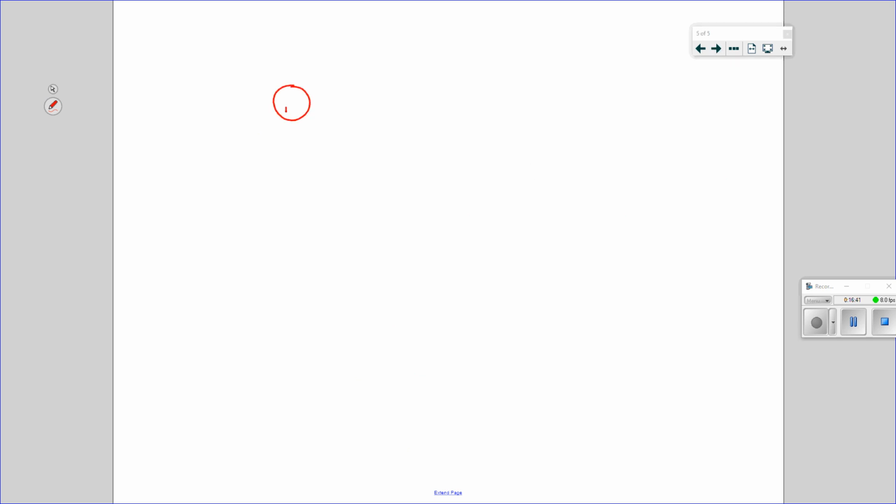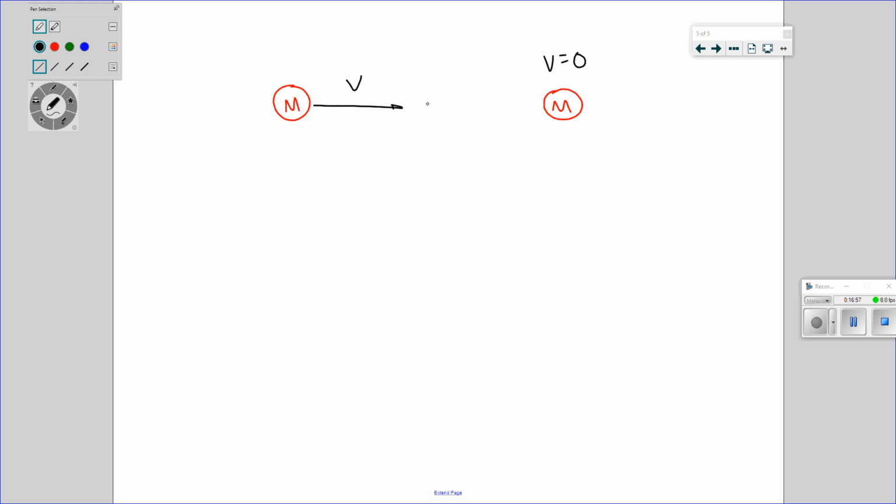Here's an object of mass m. Here's an object of mass m also. All right. This object happens to be moving at a speed v. This object is not moving. Okay. This system's center of mass is right there. It's halfway between them. These are two equal masses. So yeah, that's where their center of mass is, right?